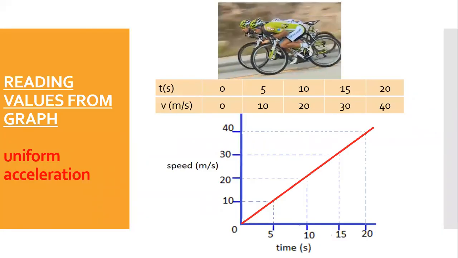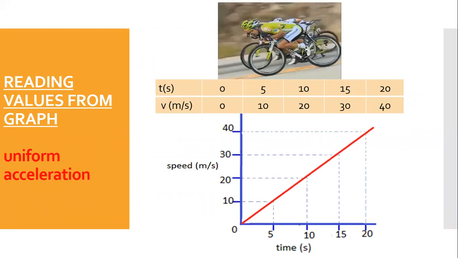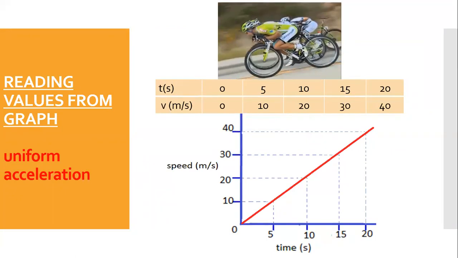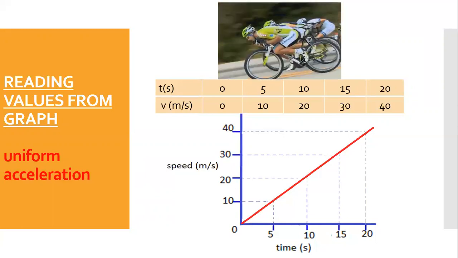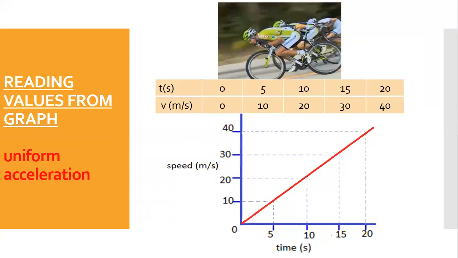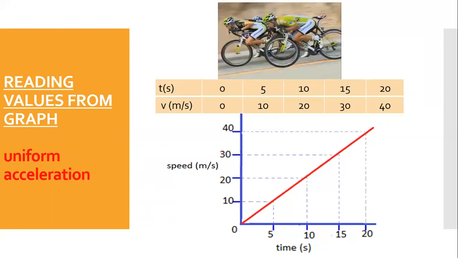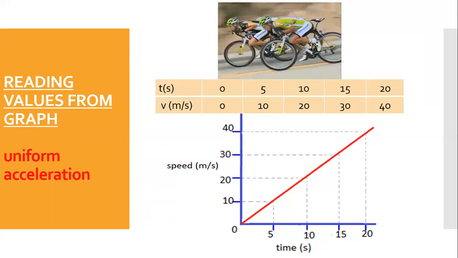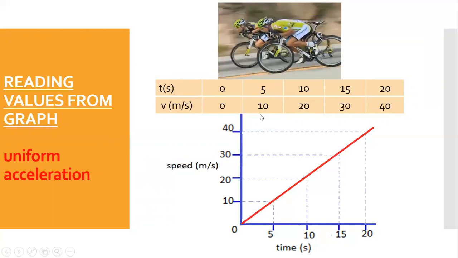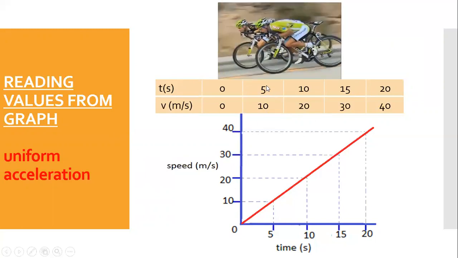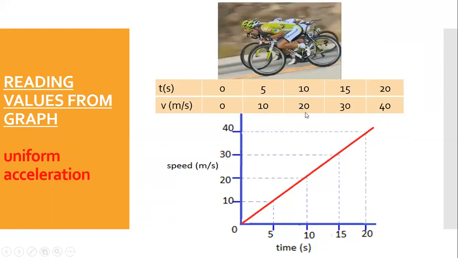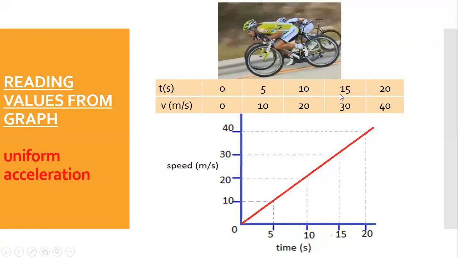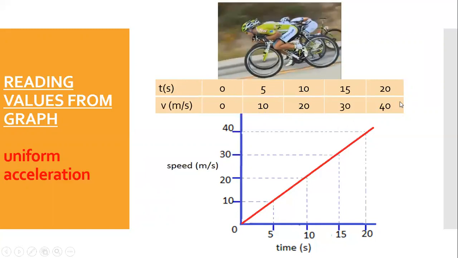Now let's take another example. Suppose there is a cycle race and a cyclist is participating in it. At time t0, you observed that the speed of the cyclist was 0. He was at the starting line. Then, when the race started, after every 5 seconds, you started observing the speed of the cyclist. And after every 5 seconds, its speed increased. At 5 seconds, it was 10 meter per second. Then after 10 seconds, you observed that its speed went to 20 meter per second. Then after 15 seconds, it was 30, and so on and so forth.